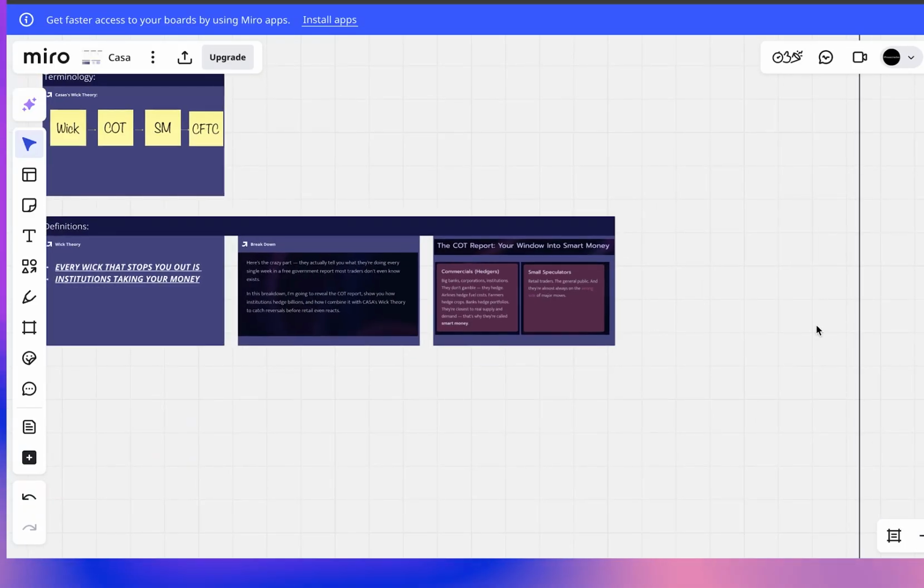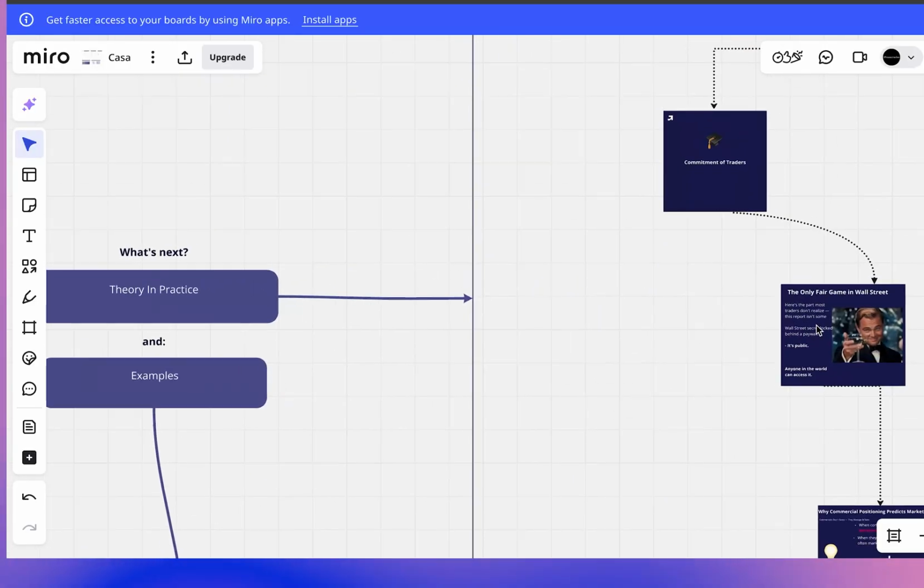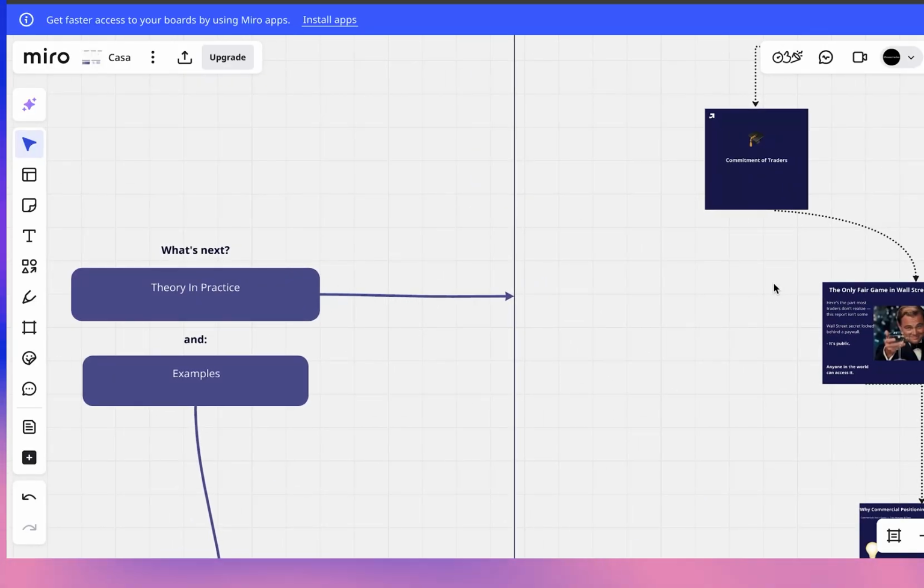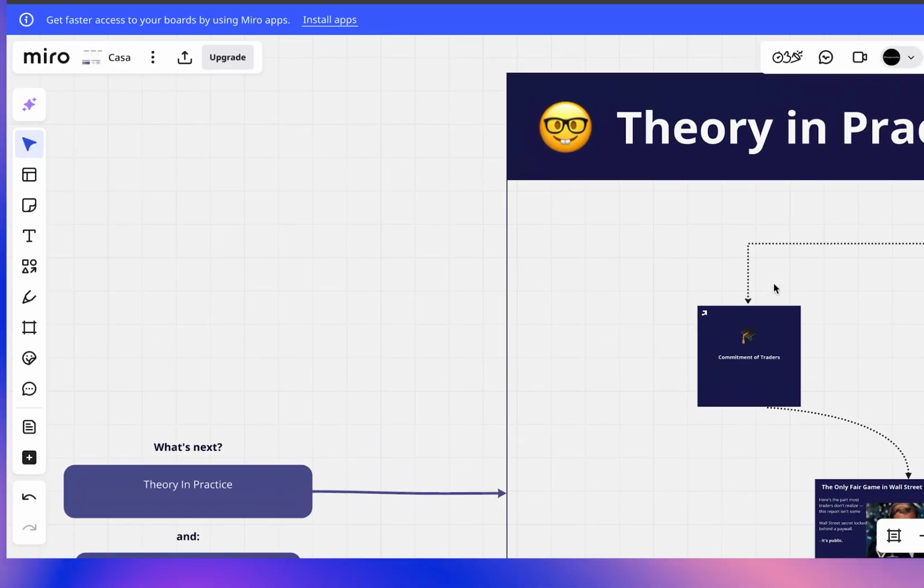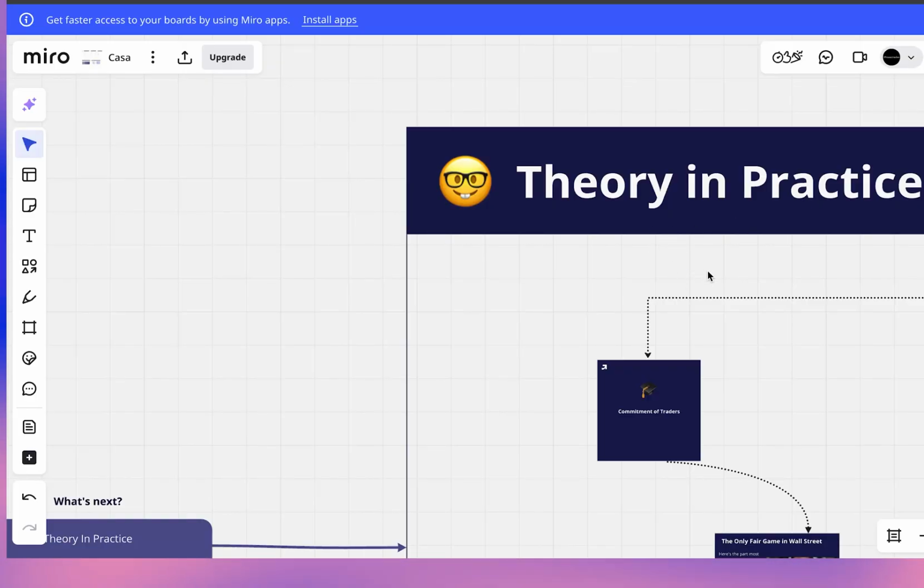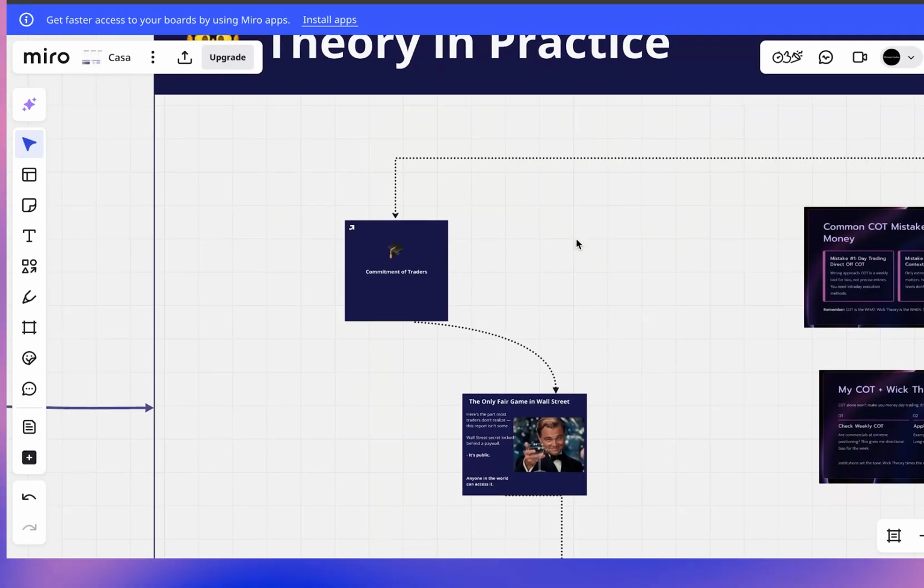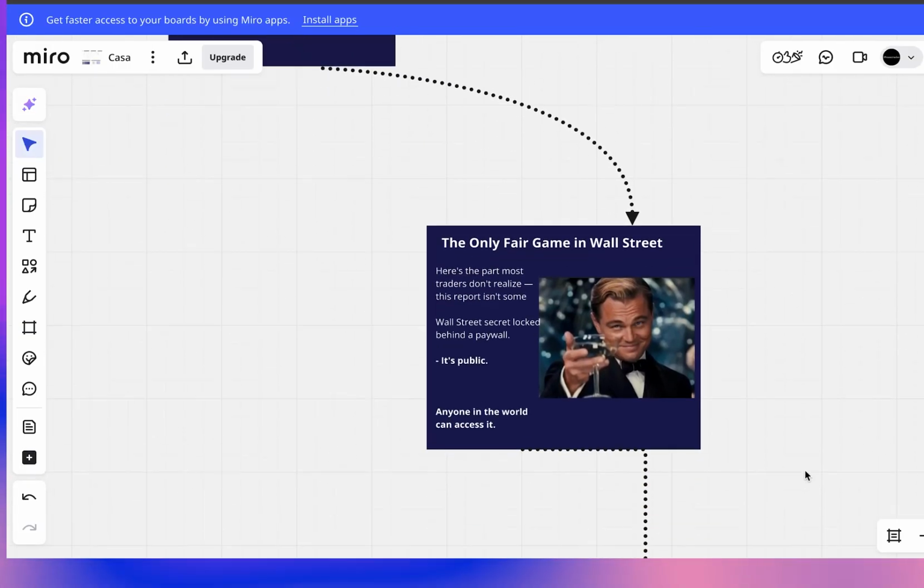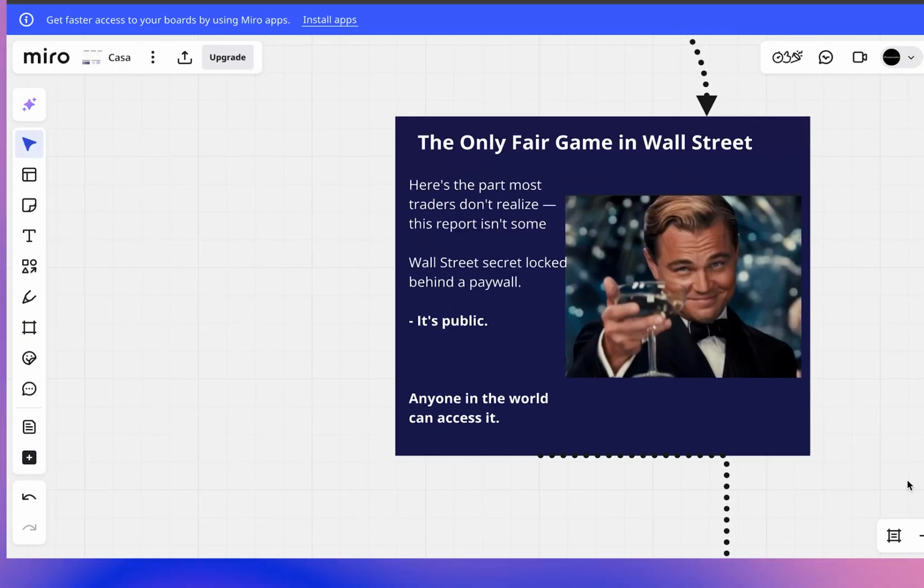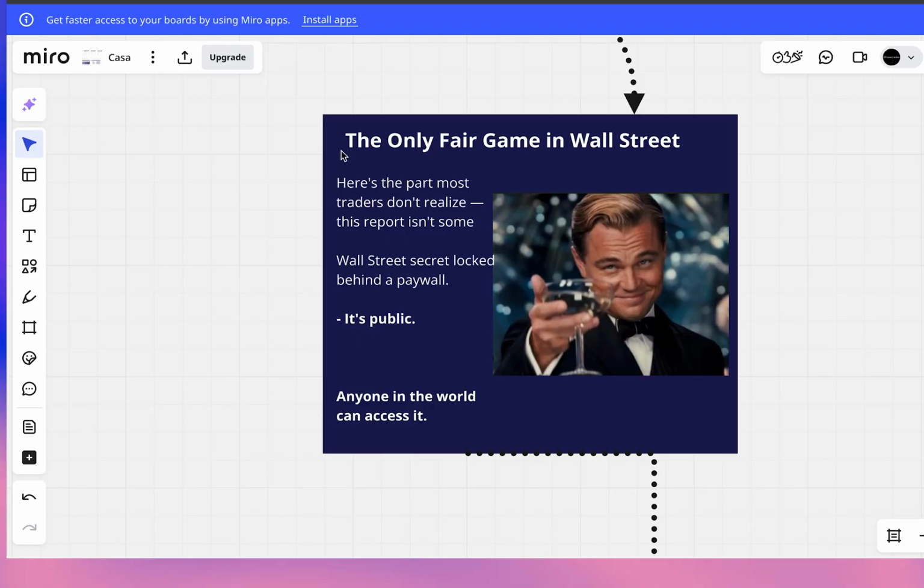It's very, very simple and self-explanatory. But if you guys have a journal or notebook, I'd get that and take some meticulous notes. We have the theory in practice, right? We have the nerdy emoji here because we're just going to be doing a deep dive on the significance of everything. So we'll start off with the good old DiCaprio, the only fair game in Wall Street.